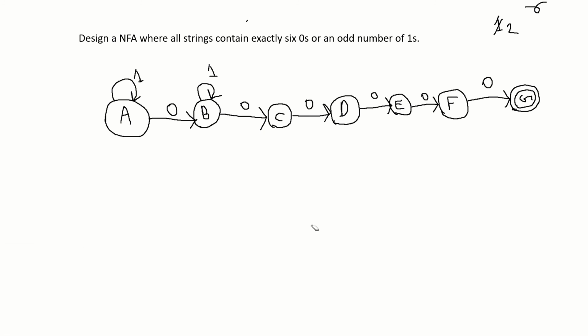state G. So now you can see that we got 1 0, 2 0, 3 0, 4 0, 5 0 and 6 0, right? And as the number of 1 doesn't matter, we will have a self loop of 1 for each of these states, right?